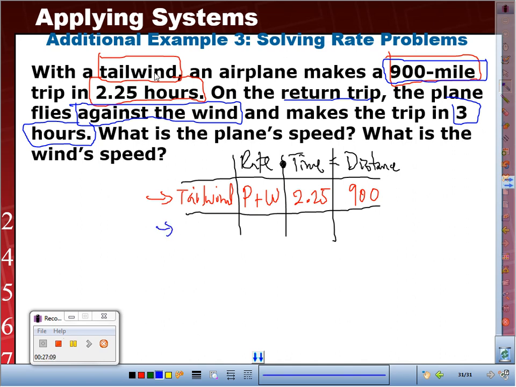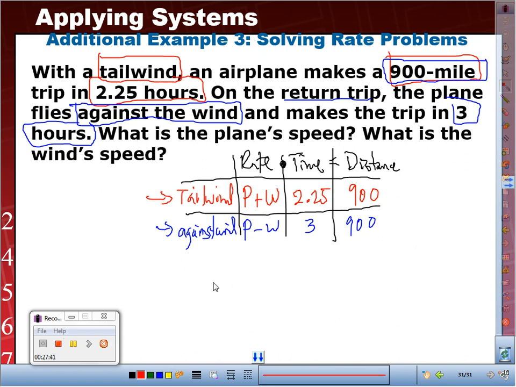Let's go with the next row. This was the tailwind. This one is against the wind. Once again, wasn't it the same distance? Yes, 900. What was the time? 3. And Noemi said it was P minus W because it decreases, because it's going against the wind. Does that make sense? Kind of like when you're running against the wind, you're trying to run faster and it slows you down. You're trying to beat your time.